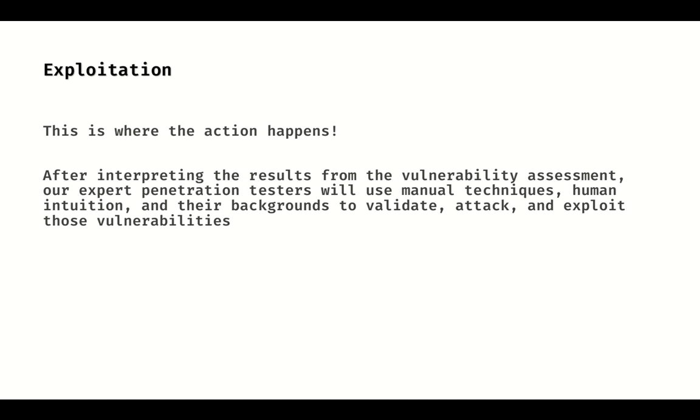So we have exploitation. This is where the action happens. This is where we try to break into the computer itself. After interpreting the results from the vulnerability assessment, our expert penetration testers use manual techniques, human intuition, and other backgrounds to validate, check, and exploit those vulnerabilities. So that's actually what we do in exploitation. This is where we break into the system itself. This is where we make use of the vulnerability we have actually assessed. There, we go ahead and exploit it.